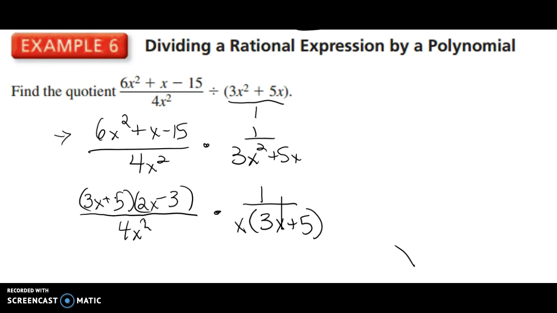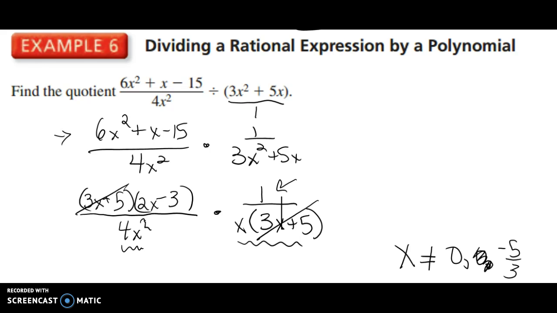Before I start crossing off, what's my domain? The domain comes from the denominator of the first one, 0, the denominator of the second part, 0, and this one's a little bit trickier. It's not just negative 5, it's negative 5 over 3. I'm not sure why I wrote 0 twice. You don't need to write 0 twice. And also, domain comes from the second numerator, but there's no x up there, so we don't have to worry about that. Now let's start crossing out.